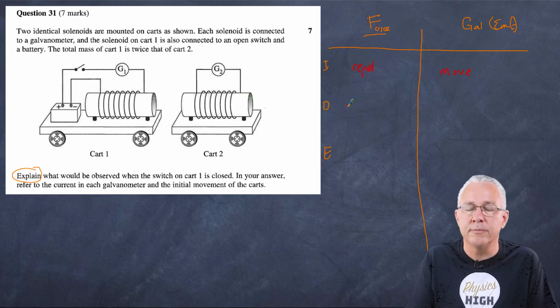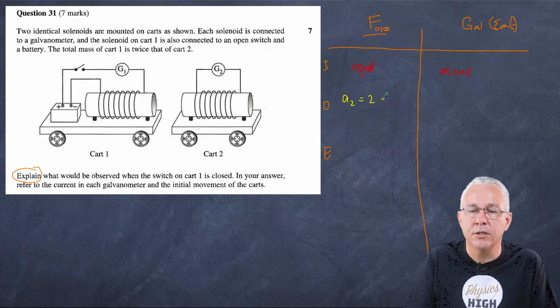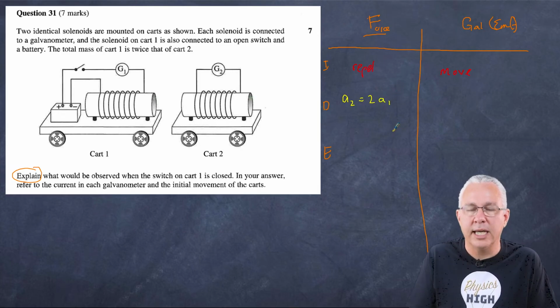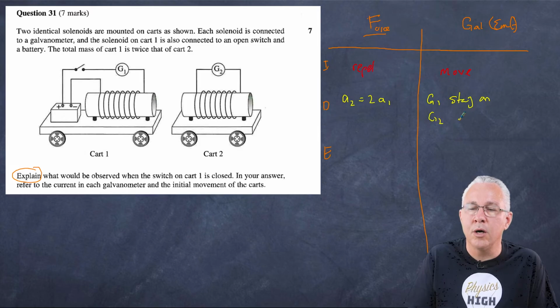The description in terms of the movement is that you will find that the acceleration of cart 2 will be twice that of the acceleration of cart 1. Again, I'll talk about the explanation in the moment, but certainly cart 2 will move twice as fast initially than cart 1. What about the galvanometer? Well, galvanometer 1 will basically stay on, whereas galvanometer 2 will go on briefly, but then go off after that.